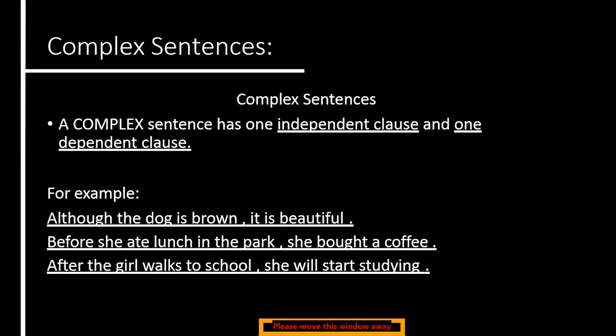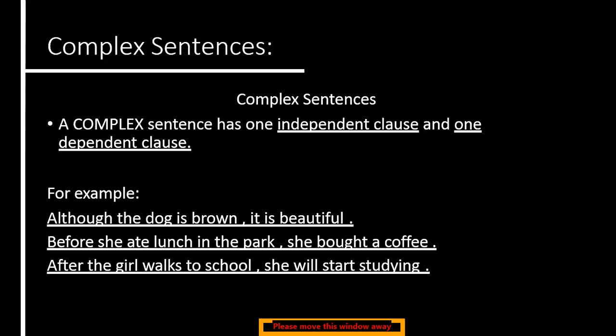Yeah, now that is a critical question, Mr. Waleed. Think wisely. Try to use it alone as a standalone one. Can I just say to you, although the dog is brown? No. So this one is dependent, right? So the independent one is, it is beautiful. Because it makes sense. I can look at anything and tell you, oh, it is beautiful, and you'll understand. But I can't look at you and say, although the dog is brown, you won't understand anything.